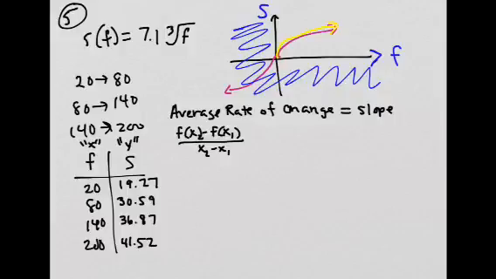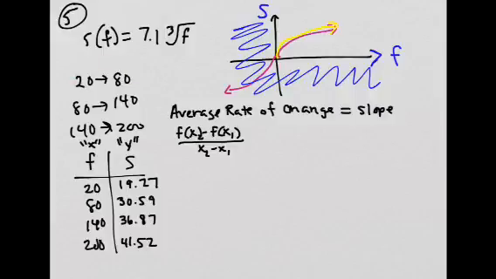This is the formula for the average rate of change. This represents the y value for the second point, and this is the y value for the first point, and then this is your x. So it's the formula for slope, just in a different notation, basically the difference in the y's over the difference in the x's. They want you to go from 20 to 80.